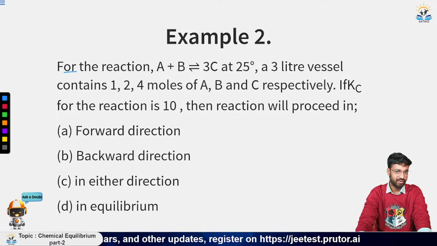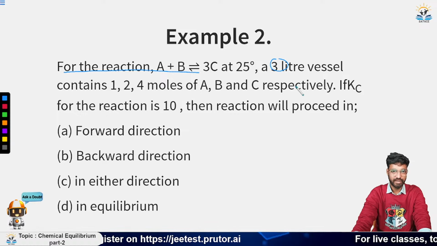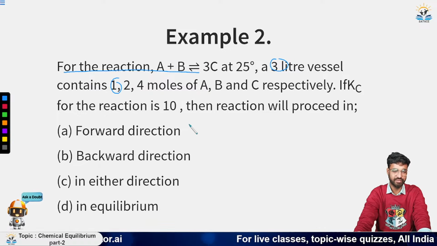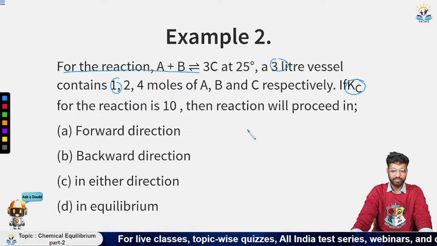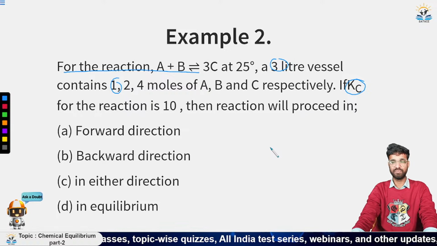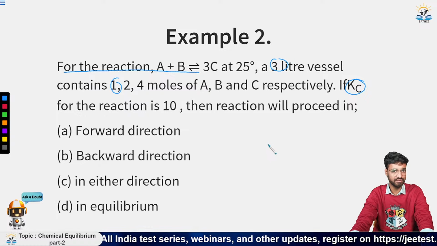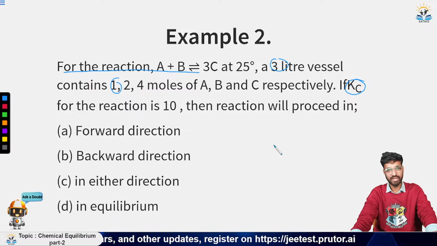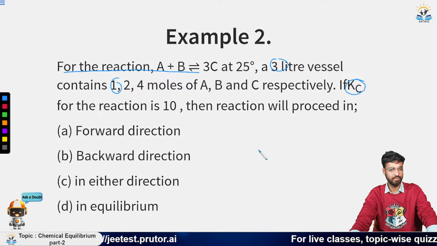It is given that for a reaction, we have a 3-liter vessel and 1, 2 and 4 moles of A, B and C respectively. Kc for the reaction is 10, and you have to find which direction the reaction will proceed. For the prediction of the direction of reaction, we have to find Q. If Q is less than K, the reaction will proceed in the forward direction, and if Q is greater than K, the reaction will proceed in the backward direction.